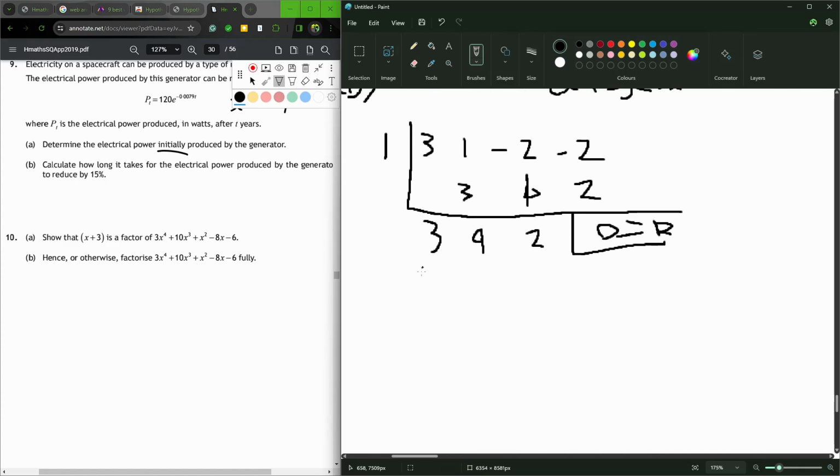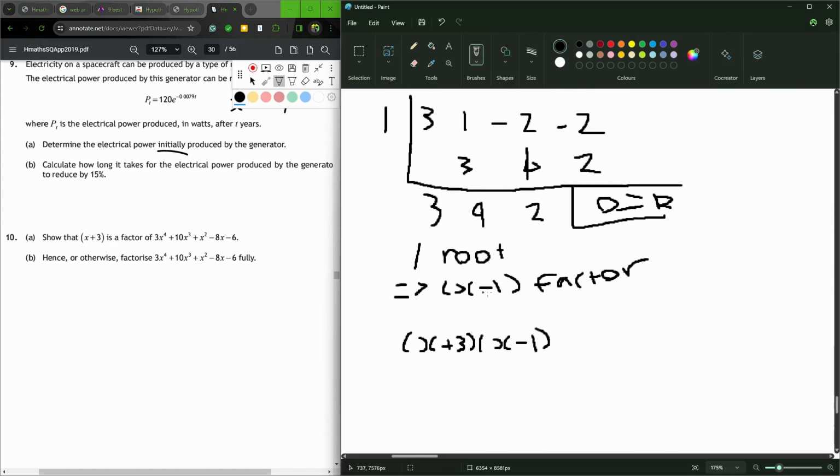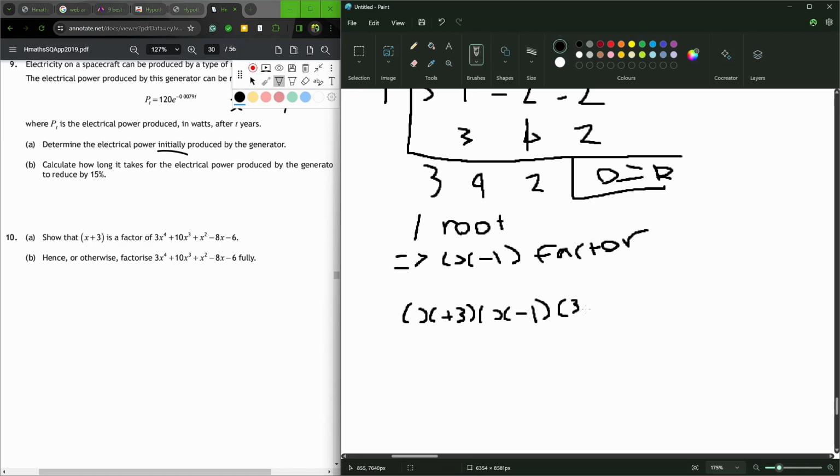So if 1 is a root, then that means that x minus 1 is a factor. And so yeah, we can continue to do this. So yeah, x plus 3, x minus 1, and then this thing here, and it just looks like a simple quadratic. So surely factorising this couldn't be that difficult.